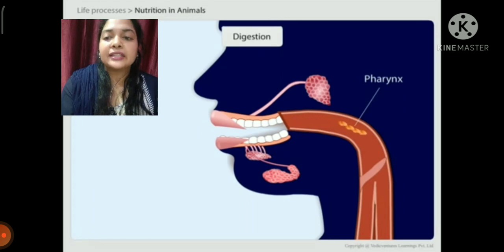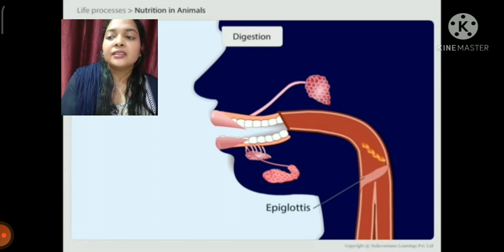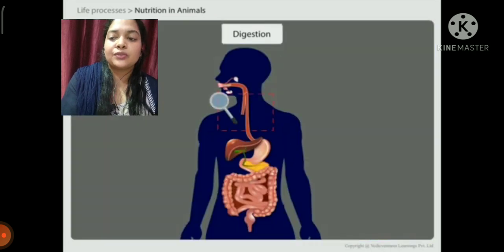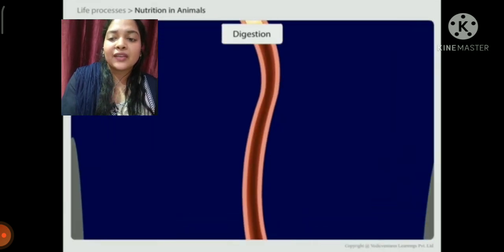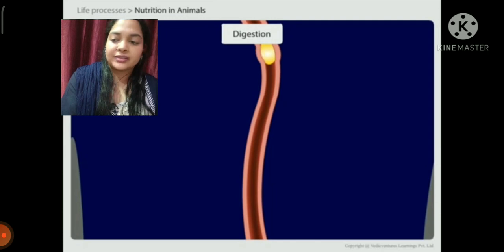When food enters into pharynx, the muscles of the pharynx contract to push the food into the esophagus. At this time, the valve called epiglottis covering the windpipe closes. This prevents the food from entering in the respiratory tract. From pharynx, the food is gulped down into the tube-like structure called esophagus.